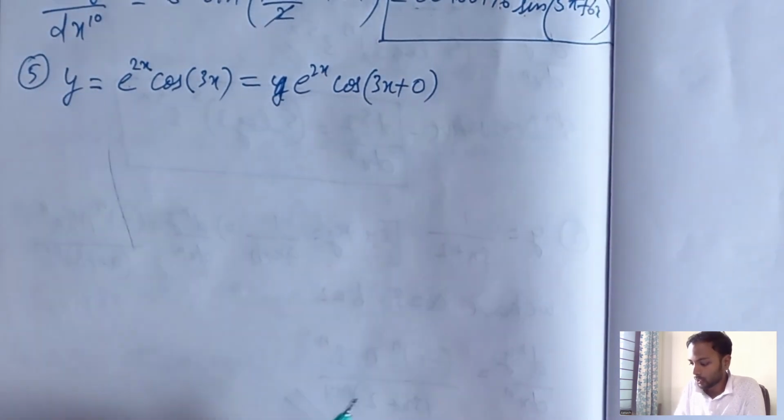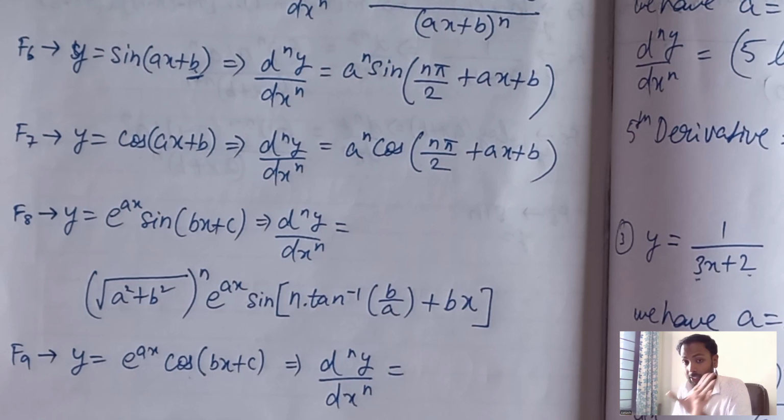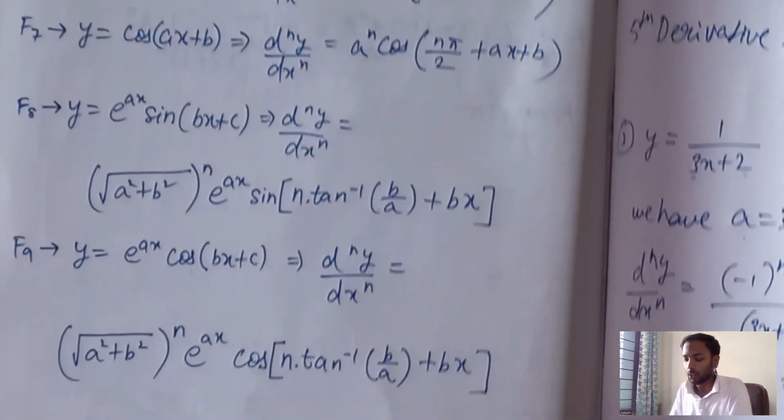So if it's not there, let's make it as e power 2x cos of 3x plus 0. Now, if you see this, it is in the same form. Just look at the form, the similarity. So this is the formula that you must apply.